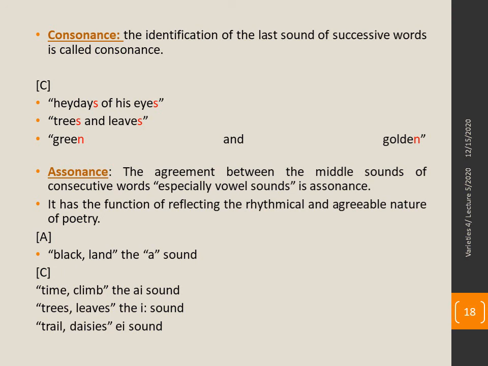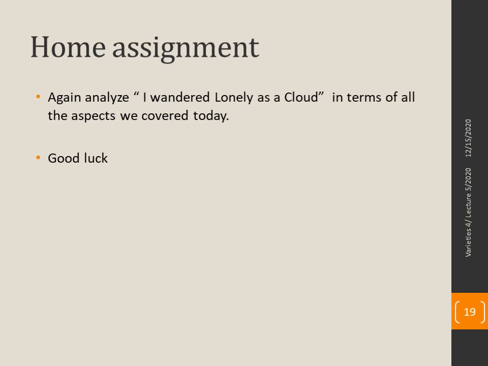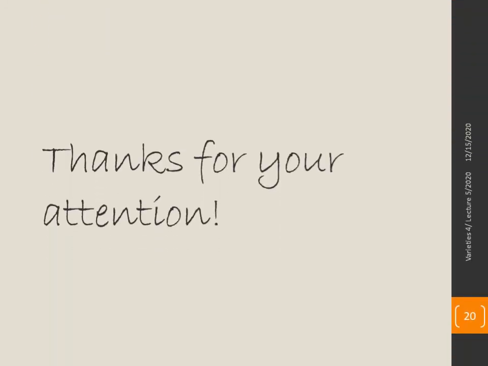Assonance is the agreement between the middle sounds of consecutive words, especially vowel sounds, and it has the function of reflecting the rhythmical and agreeable nature of poetry. Look at these examples from A: black, land, the A sound; time, climb, the I sound; trees, leaves, the E sound; trials, daisies, the A sound. This is your home assignment for your attention.